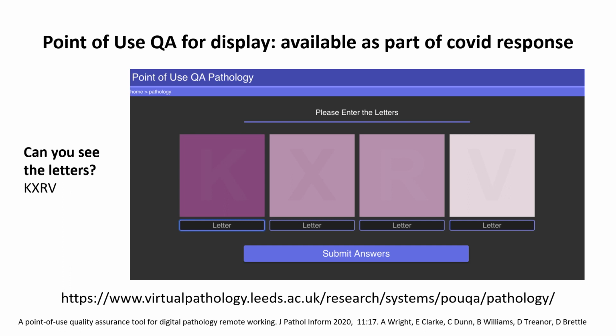So if you want to test the display that you're looking at now, just look at these 4 squares and see if you can repeat them. And if you want to do this for real, you can go onto the virtualpathology.leeds-th.tr.npic website, and you will find this test is available for anybody to use, particularly for home reporting and to validate your display. So what you should be seeing is K, X, R, and V going from left to right.